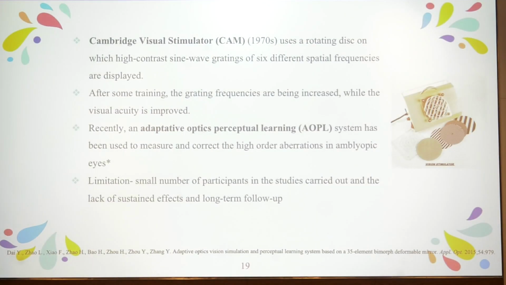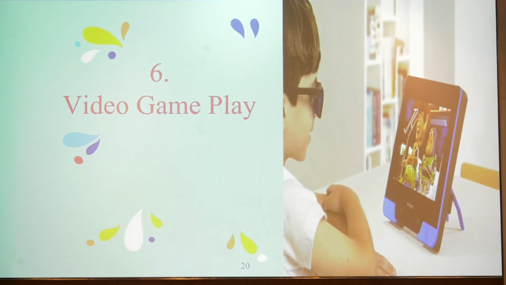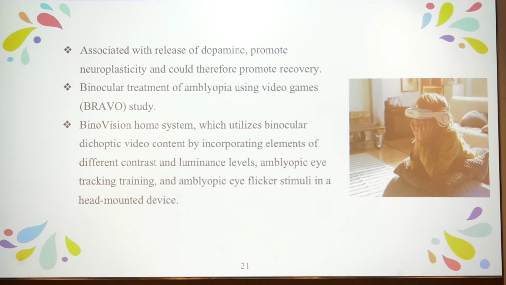Perceptual learning. The Cambridge Visual Stimulator, the CAM, uses a rotating disc which has a high contrast sine wave grating of 6 different spatial frequencies. After some training, the grating frequencies are consecutively increased, and the child is forced to visualize the change between the spatial frequencies. Recently, an adaptive optics perceptual learning system has also been introduced, and it measures and corrects the higher order aberrations in amblyopic kids. So video game play, there are various games available on the platform of amblyopia.